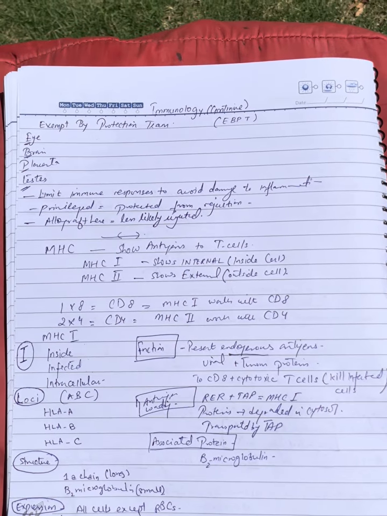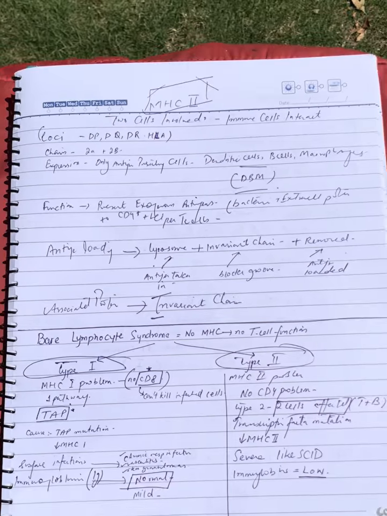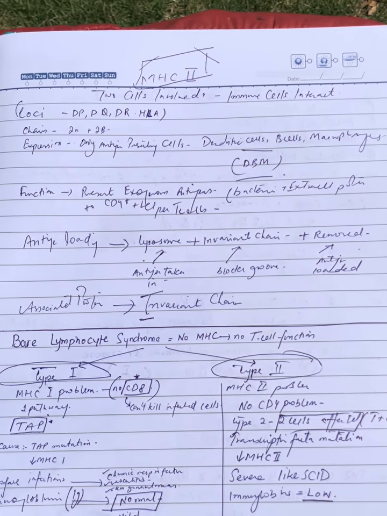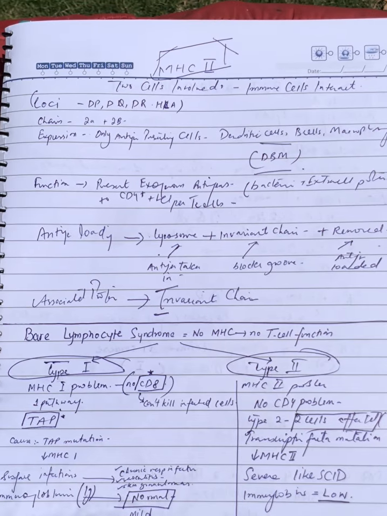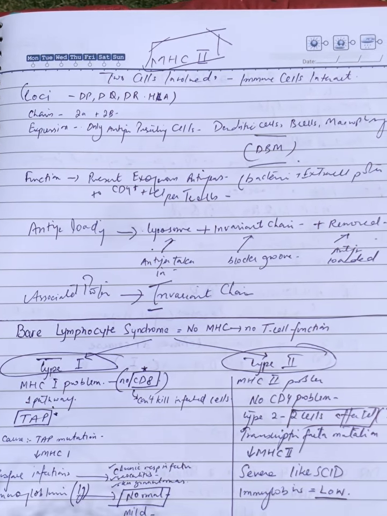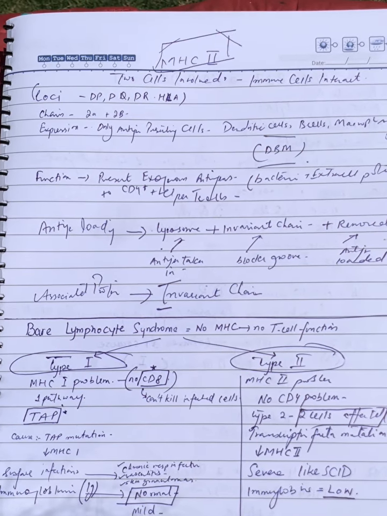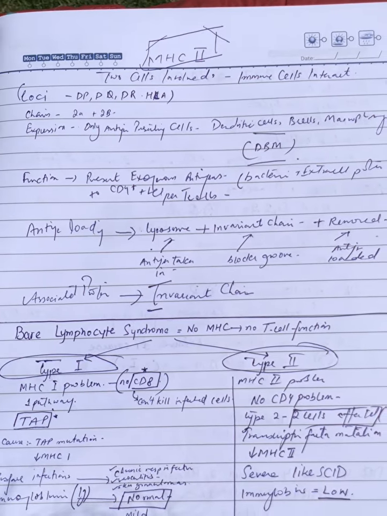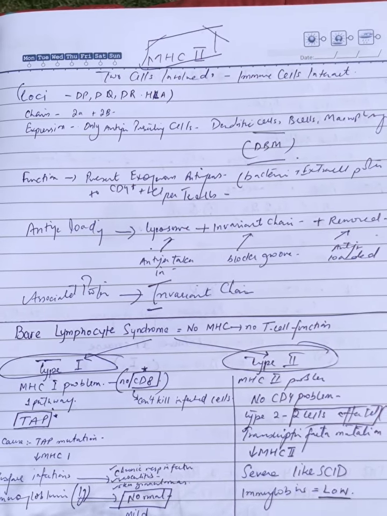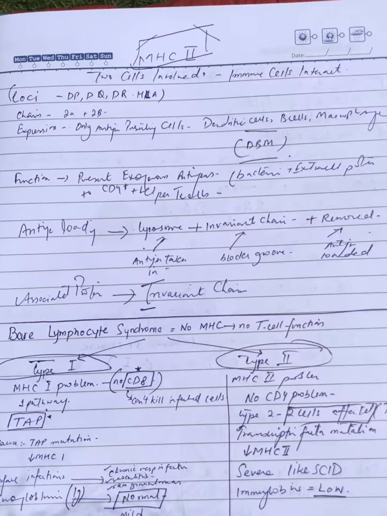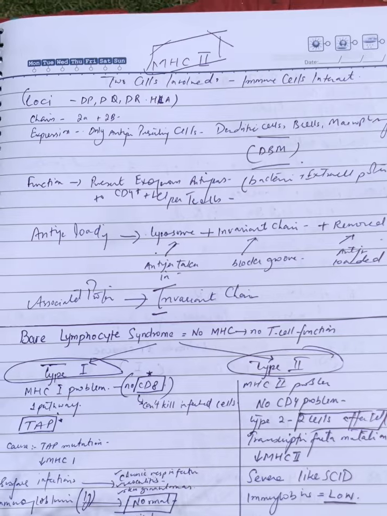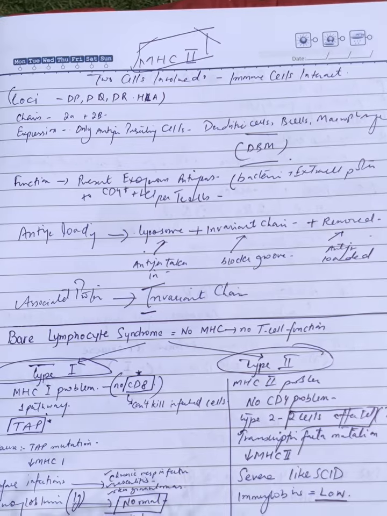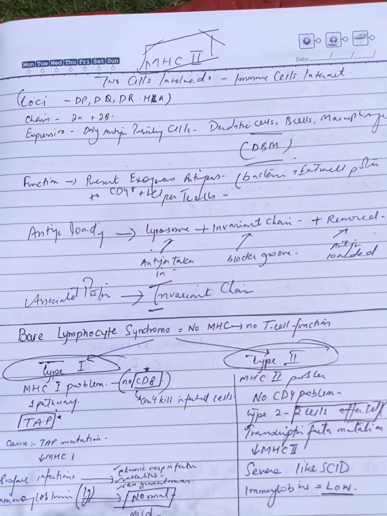So let's talk about MHC2 now. The loci for MHC1 were A, B, C, but the loci for MHC2 are HLA-DP, HLA-DQ and HLA-DR. The chains are 2 alpha and 2 beta. The expression is only on antigen presenting cells: the dendritic cells, B cells, Langerhans cells and macrophages. The mnemonic for the antigen presenting cells is BAM D. B is for B cells, L is for Langerhans cells, M is for macrophages, and D is for dendritic cells.